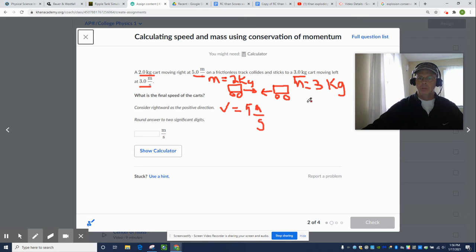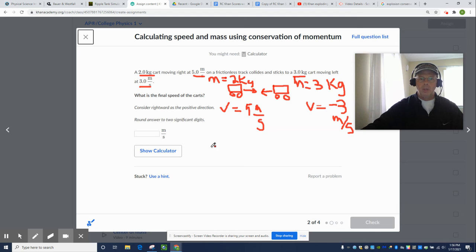3 kilos initially is moving... They use U for initial velocity for these problems. I don't know why. Let's see, -3. That's really important. You got to get these signs right for these momentum problems.